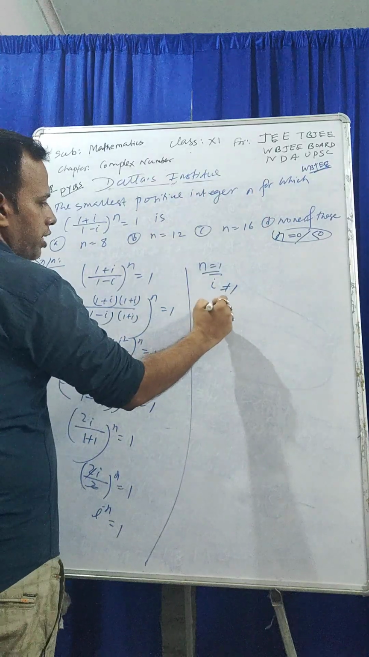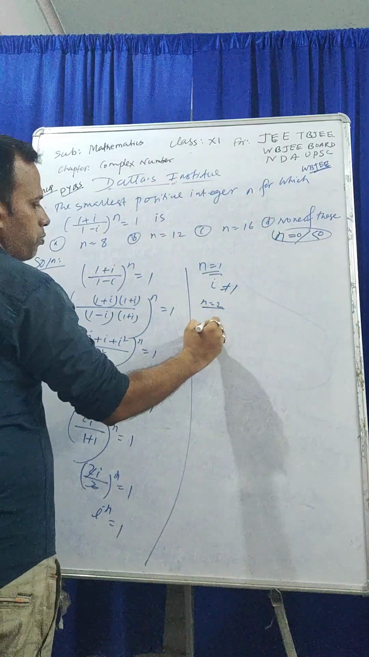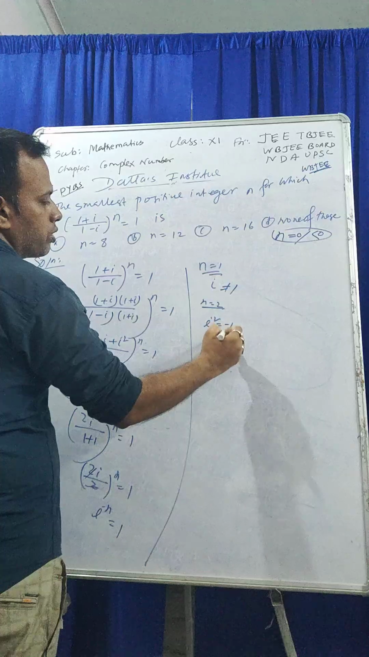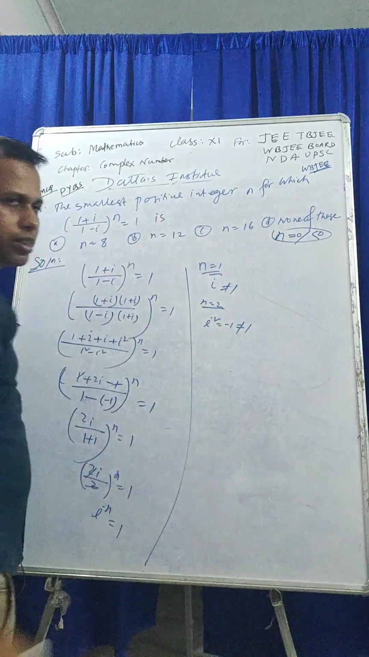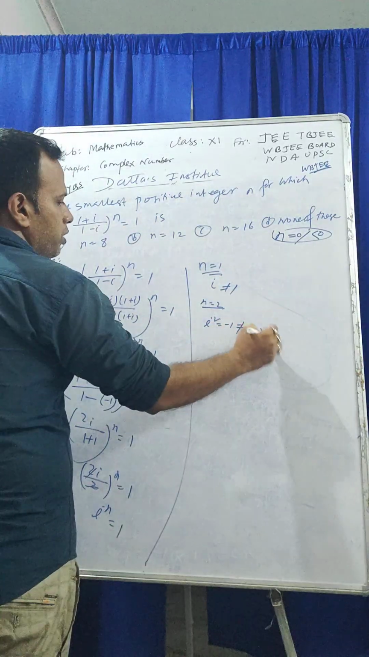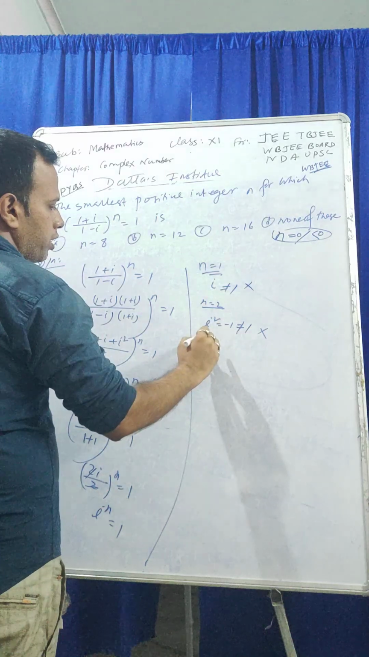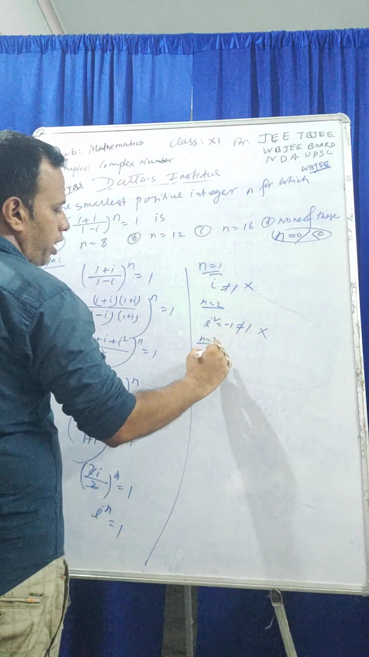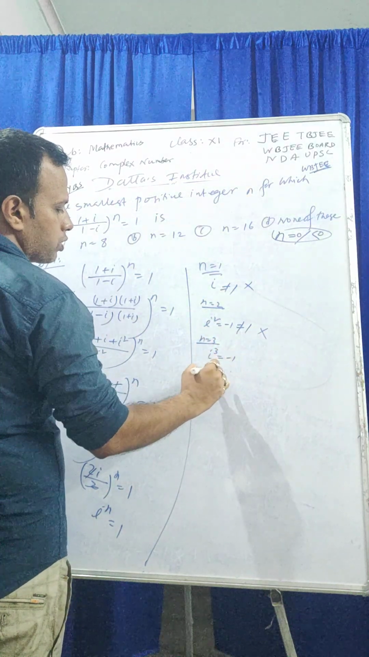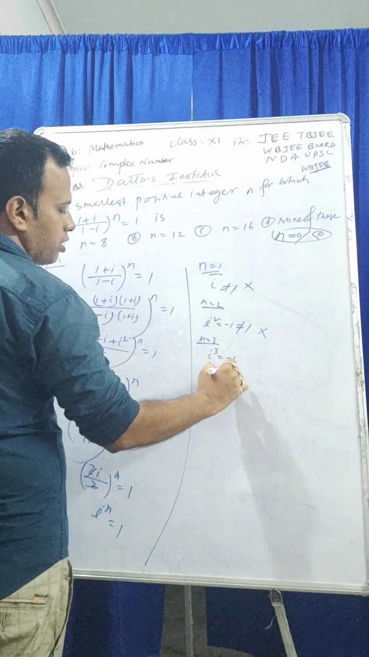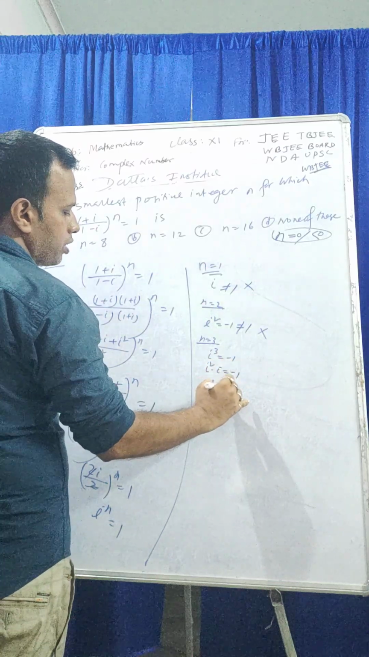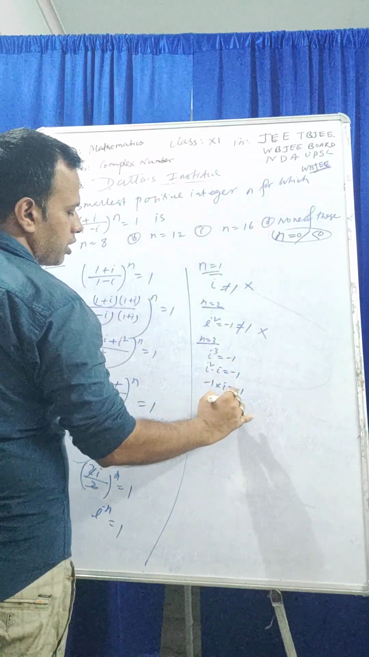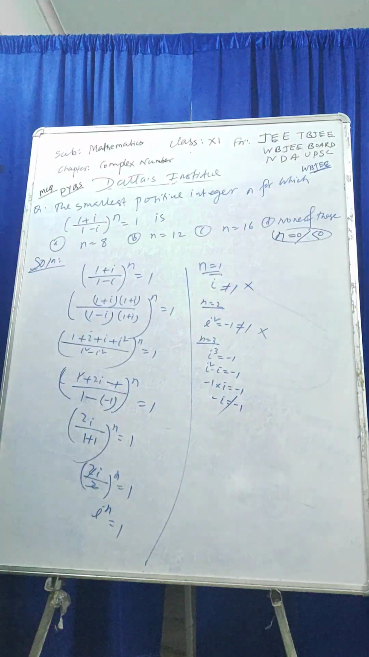If I put n is equal to 2, then it will be i square, and i square will be minus 1. So minus 1 is not equal to plus 1, right? So it will not be true. Then if you put n is equal to 3, it will be i cube. Then i cube is equal to i square into i, which is minus 1 into i, so minus i, and minus i is not equal to 1. This is also not true.